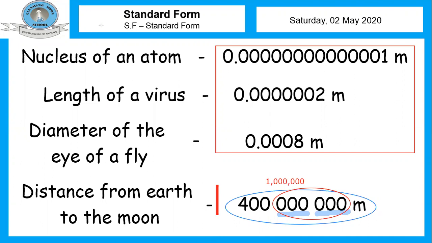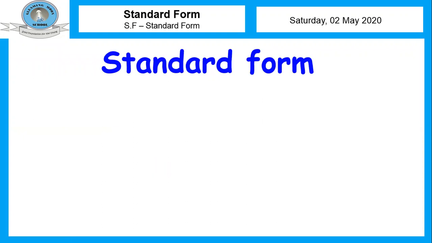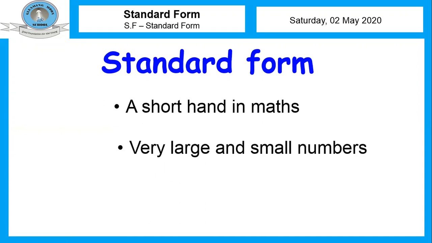Okay, so let us see. Standard form. So we've looked at numbers that are very big and numbers that are very small. What then is standard form? A standard form can be called a shorthand in maths, just like you learn shorthand in business studies. In maths it is a short way of writing numbers. And what kind of numbers do we write in standard form? Very large and very small numbers. And standard form has a special form. It has a special way of writing it.